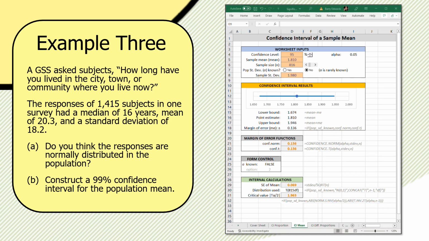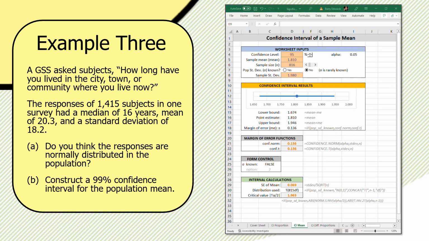We just have to think about it. The answer is no. It's not. The responses in the population are not normally distributed. One clue is that the median is 16 years while the mean is 20.3 years. A normal distribution is symmetrical, so the median and mean of a normal distribution are the same. Here they're quite different. The mean is a little over 4 years higher than the median.